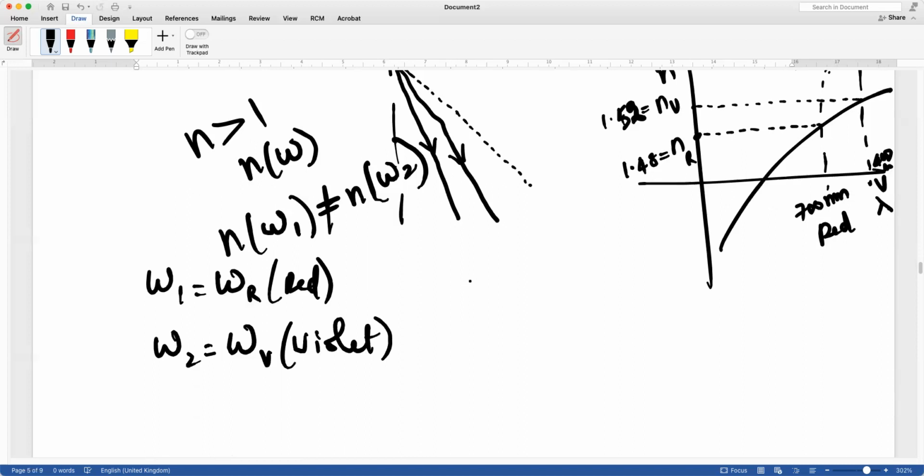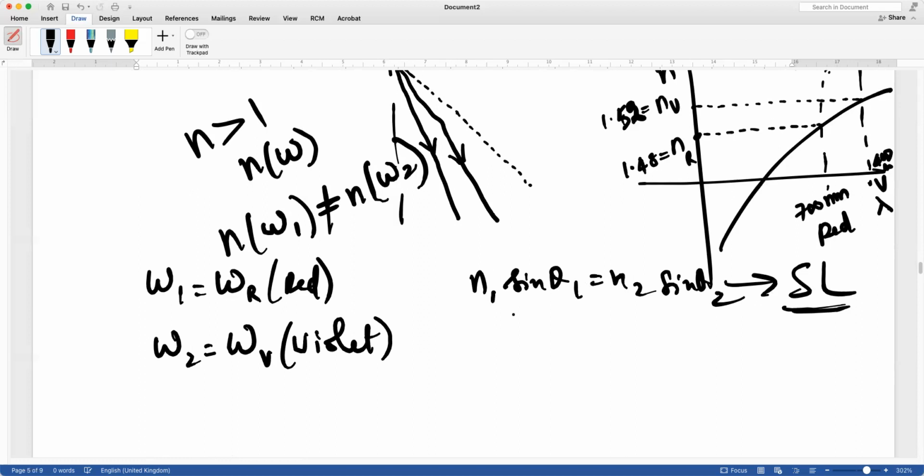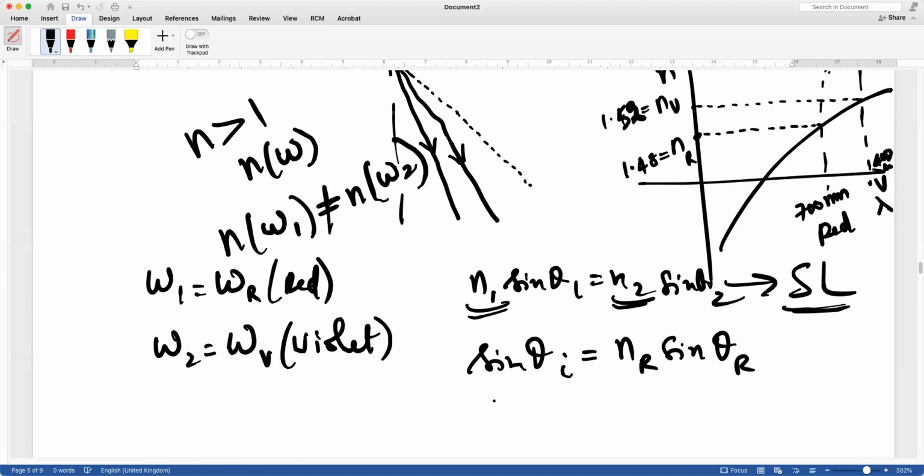Because we know that n1 sin theta 1 equals n2 sin theta 2. This is the generic one, Snell's law. This is actually 1. So sin theta I is equal to, now we have two equations because this has to be split into n red sin theta red, and you will have sin theta I equal to n violet sin theta violet.